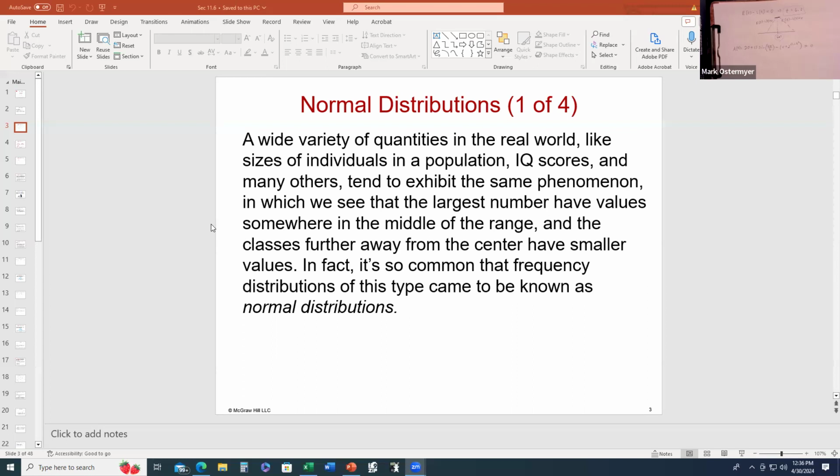The normal distribution is also used a lot in quality control in industry. They make use of the normal probability distribution to make sure that parts are within specifications before they're shipped out to the vendor.